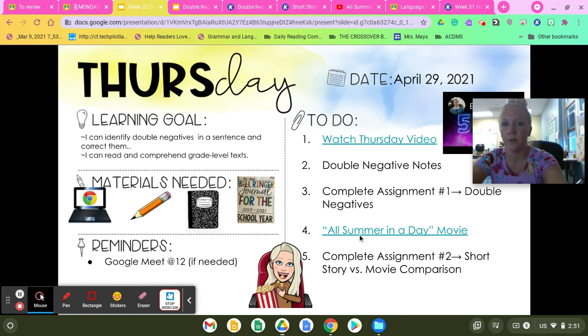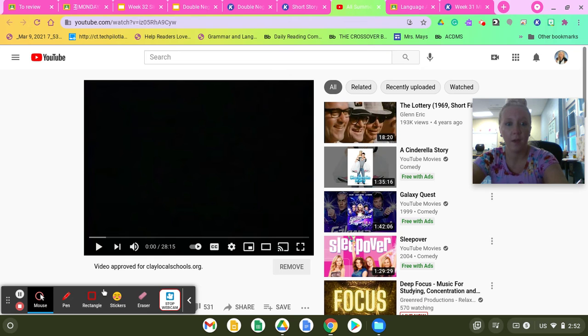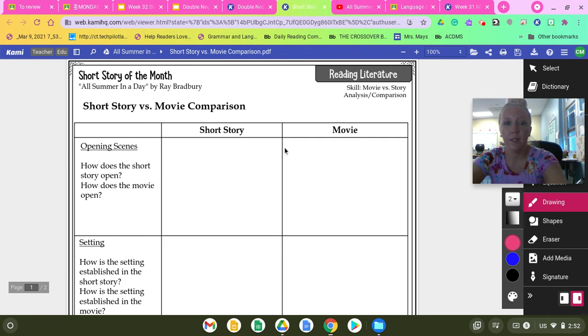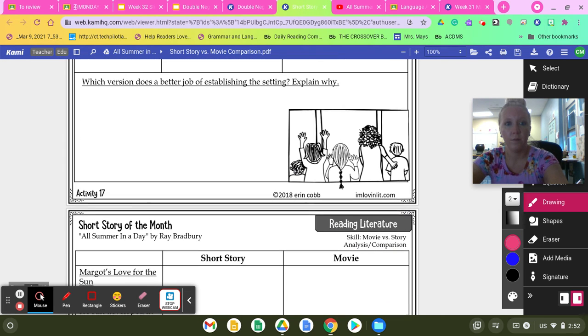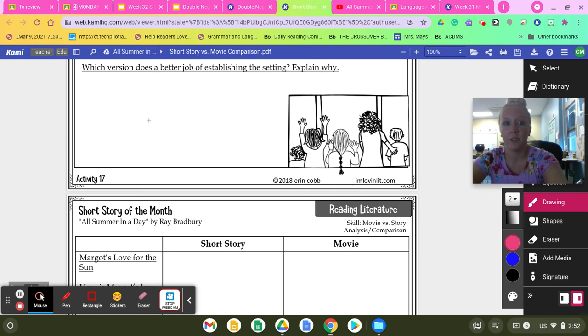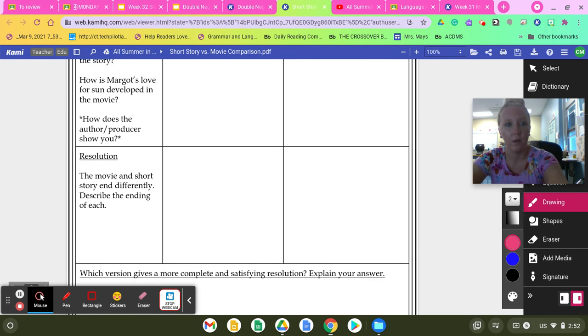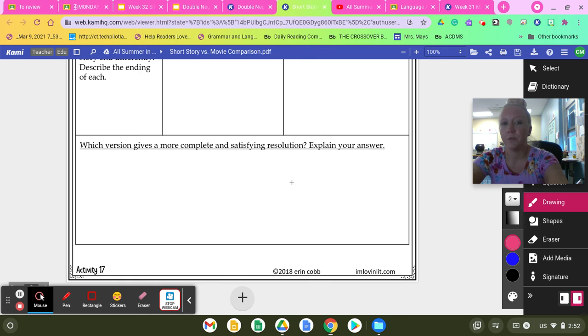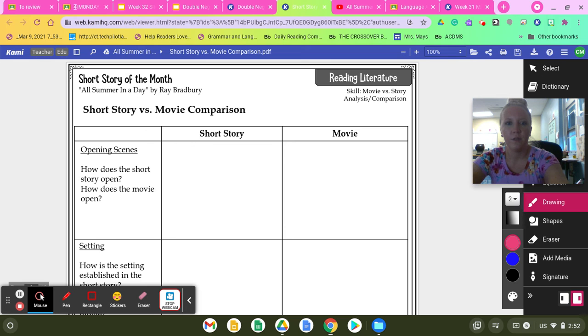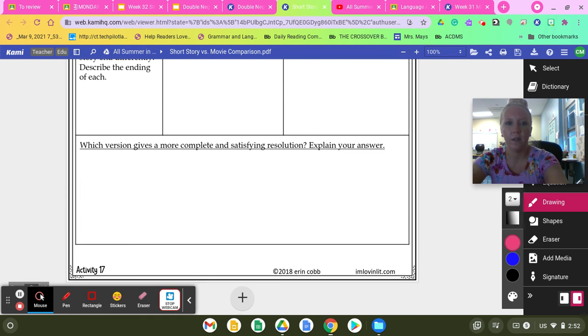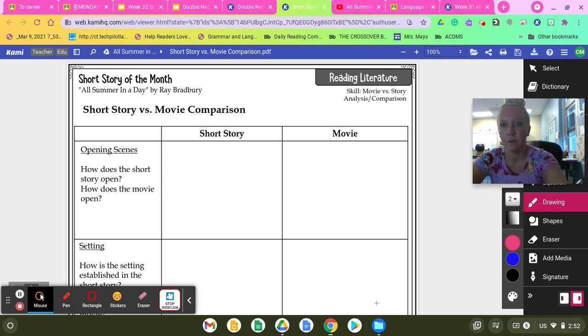Then in class number 2, you're going to watch the All Summer in a Day movie. It is linked. It'll pop up in YouTube. Then you're going to complete this. You're going to compare the short story to the movie. Which version does a better job of establishing the setting? And which one gives a better or more satisfying resolution? You have roughly 10 questions that you're going to fill in about the story versus the movie.